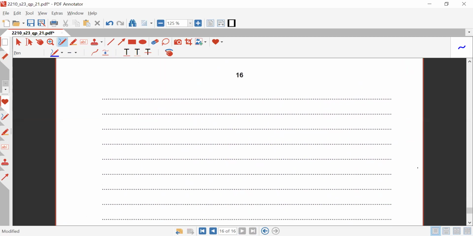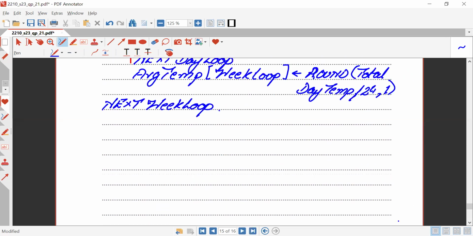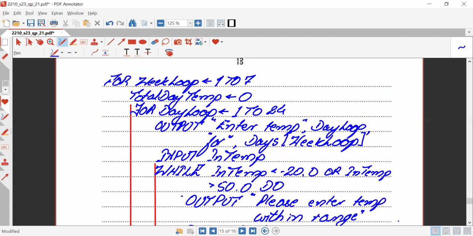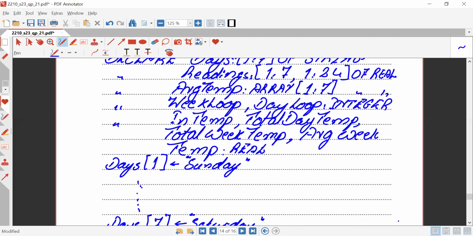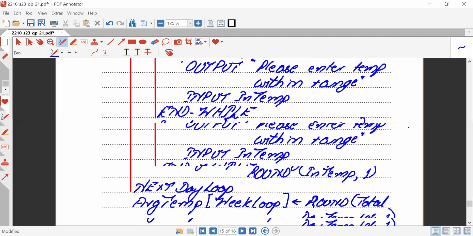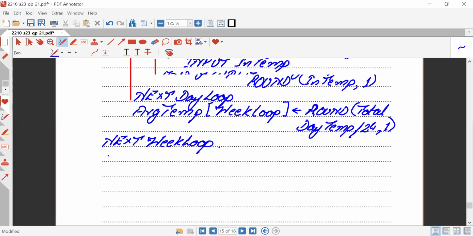Okay, let's see how much space we are left with. Okay, we have one more complete page left. That's a good sign. Okay, now we are saying total week temp. Here we have initialized it. So we'll be saying total week temp will be given an initialized value of 0.